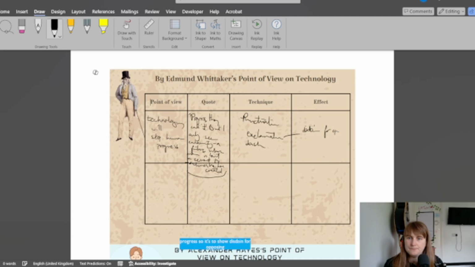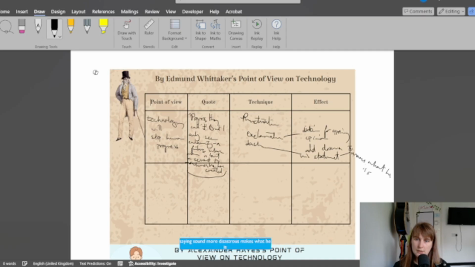And the dash is to add drama to his statement. And what that does is it makes what he's saying sound more disastrous. Makes what he is saying sound catastrophic. Great, okay. So the second point was that actually he believes that will cause greater inequality.